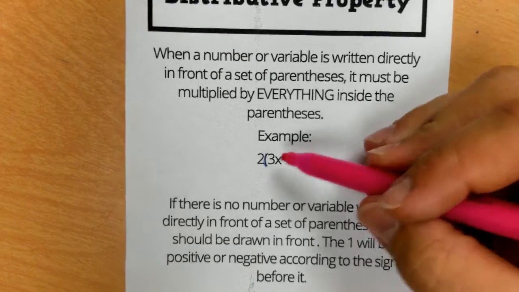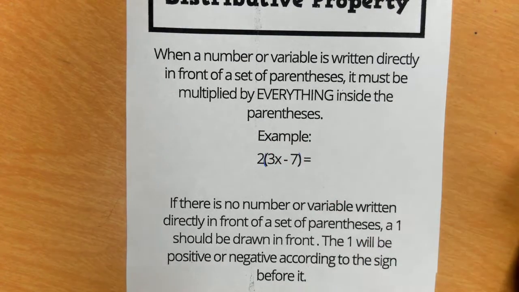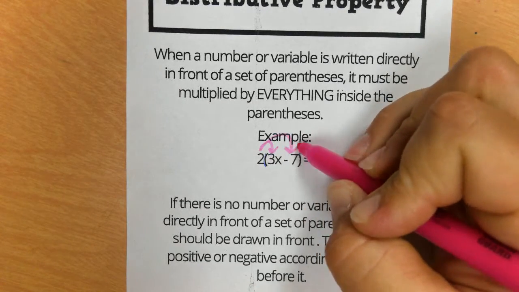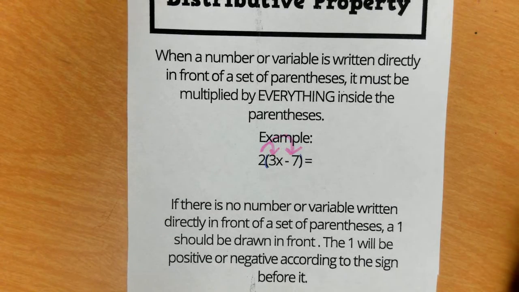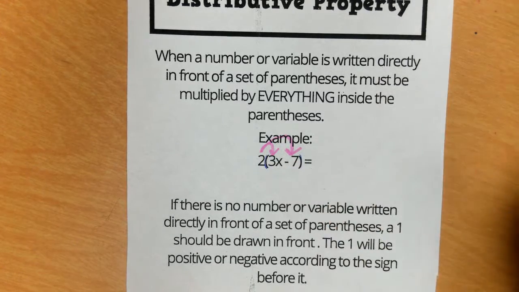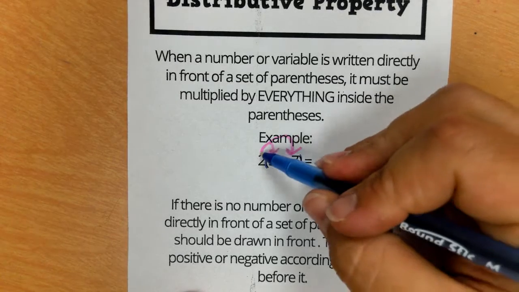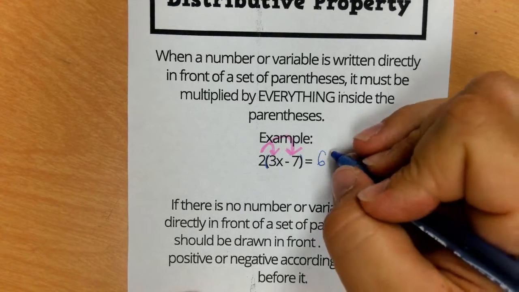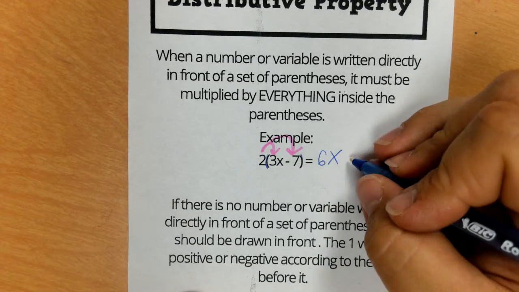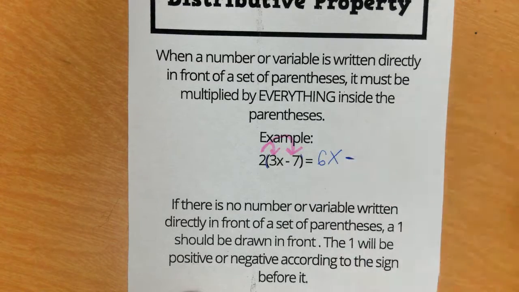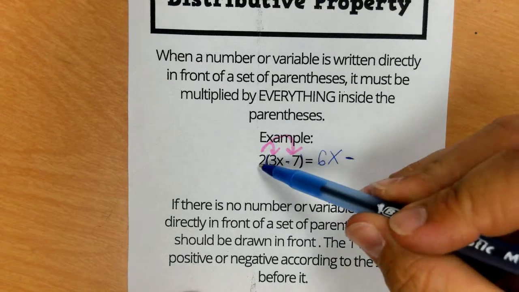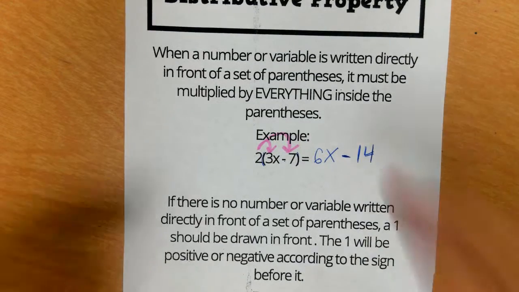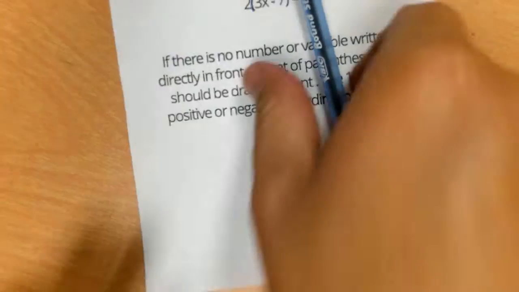So if I have 2 times (3x minus 7), I'm going to take that 2 and give it to each piece inside that parentheses. So what's 2 times 3x? Well, 2 times 3 is 6, so that's 6x. And then minus, because it's a minus. What's 2 times 7? 14. Boom, bam, bang. That's simple.